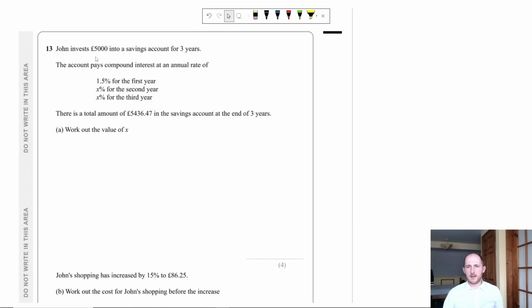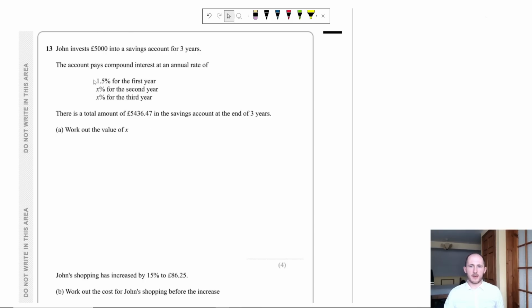John invests £5,000 into a savings account for 3 years. The account pays compound interest at an annual rate of 1.5% for the first year and then X% for the second and third year. There's a total amount of £5,436.47 in the savings account at the end of 3 years. So here's how I do that.